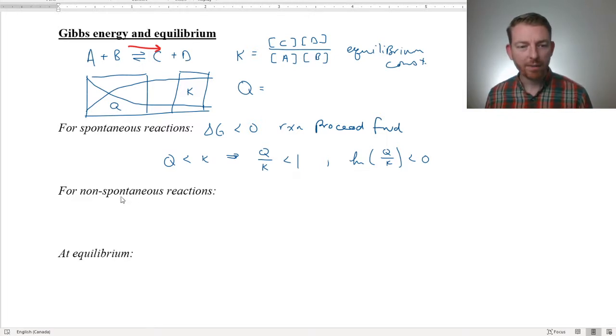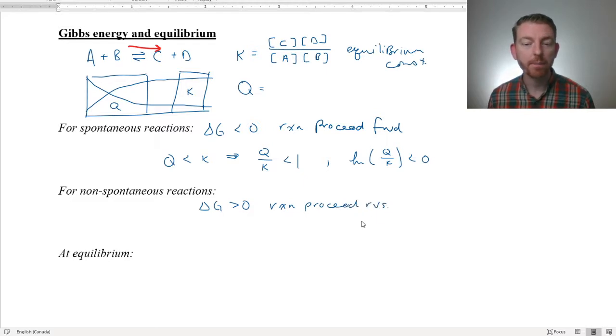For non-spontaneous reactions, we're starting to think about where A and B isn't going to result in C and D. In fact, we're going to have it spontaneous in the opposite direction. So for this one, delta G, the change in Gibbs energy, is going to be greater than 0, and the reaction would proceed in the reverse spontaneously. And what does that tell us? That tells us that the ratio between the products and the reactants is higher than equilibrium. So Q is now going to be greater than K.